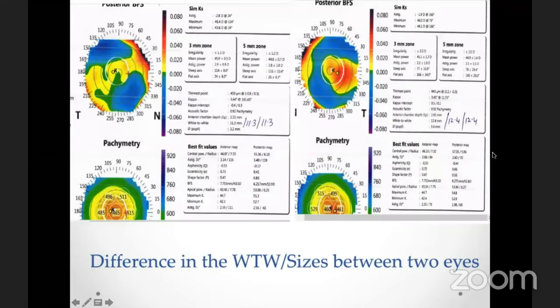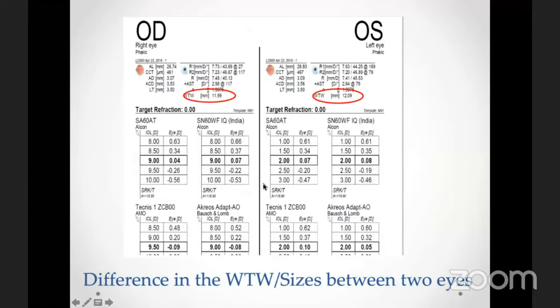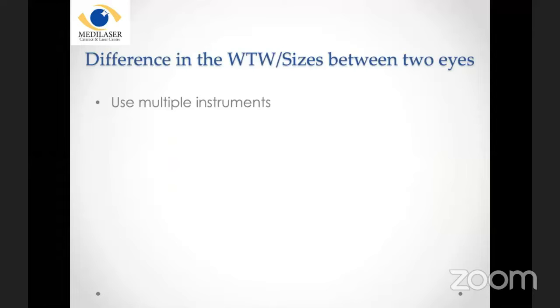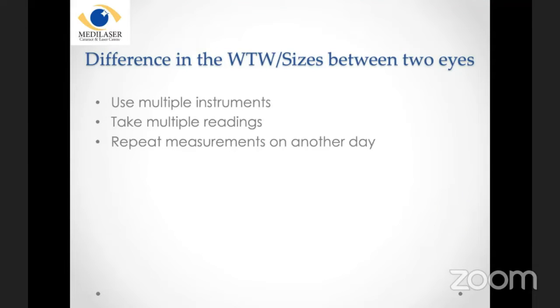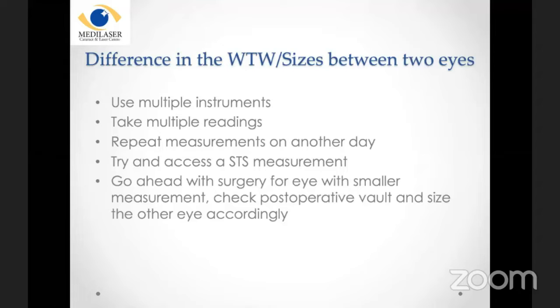What to do if there's a big disparity between the white to white between the 2 eyes or between 2 devices? I think the best thing usually is to use multiple instruments, take multiple readings. If you're in doubt, please repeat the measurements on another day, or if it's possible for you to get a sulcus to sulcus measurement, that would be great. I would always recommend going ahead with surgery for one eye with the smaller measurement in this case, checking what the vault is post-operatively, and then going ahead and ordering the lens for the other eye.